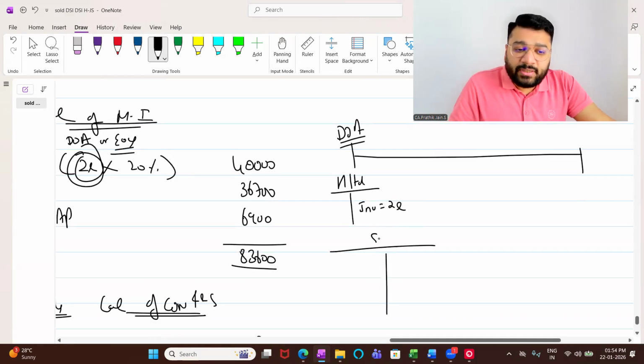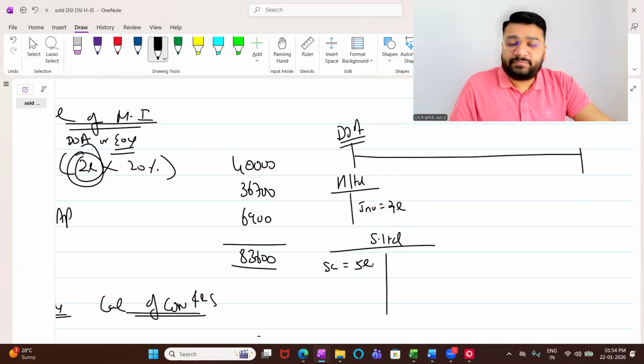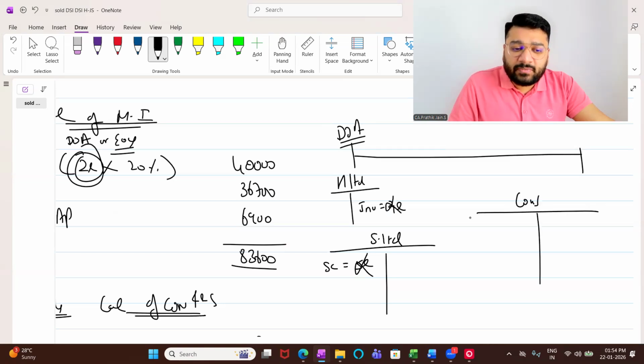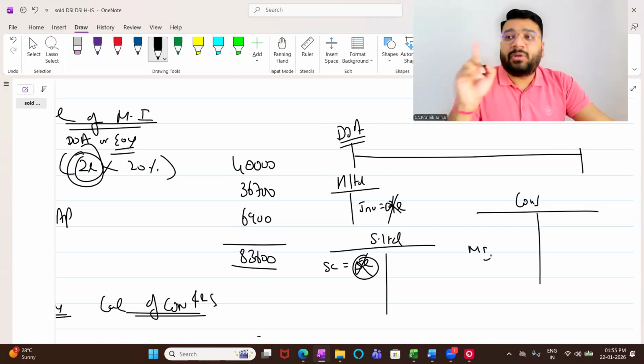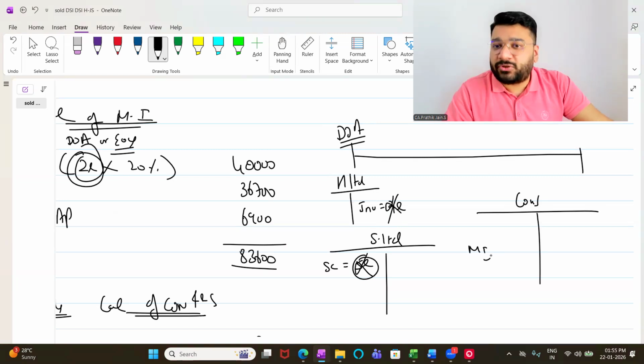S Limited ka capital is, let's suppose, now I'll make this 4 lakh and share capital is 5 lakh. So how much percent investment are we holding? 80% investment we are holding. So now we have to cancel this with investment. So when we do consolidation, this 5 lakh is knocked off against this 4 lakh, and 1 lakh which is there, it goes to minority interest. I'm only talking about capital.